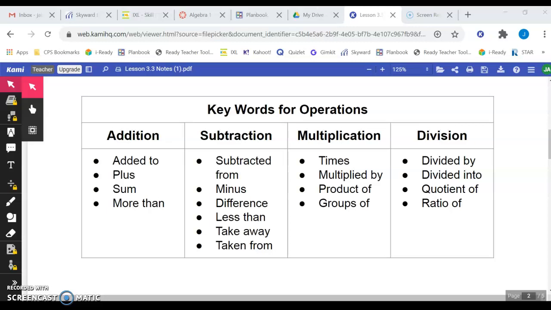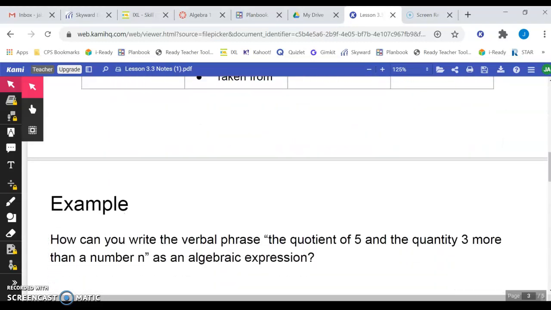So this chart might be a good thing to write down in your notes, so pause the video, write them down, or if you have access to a printer, to print it off. It might help you with your assignments.